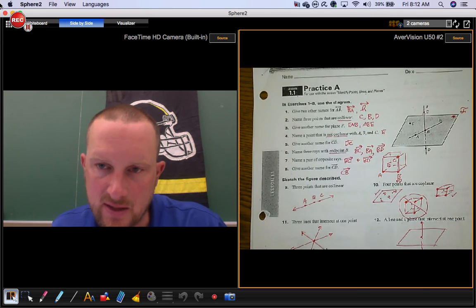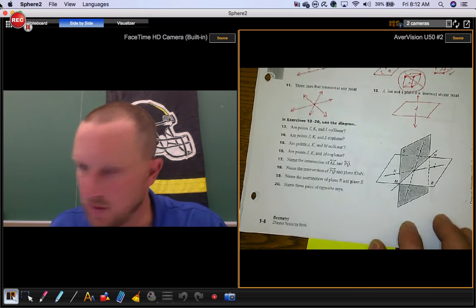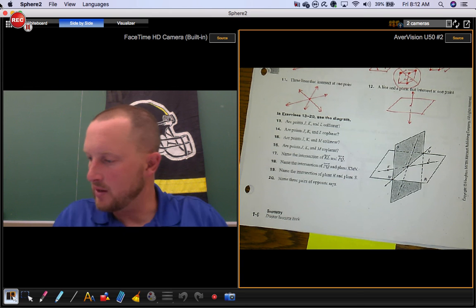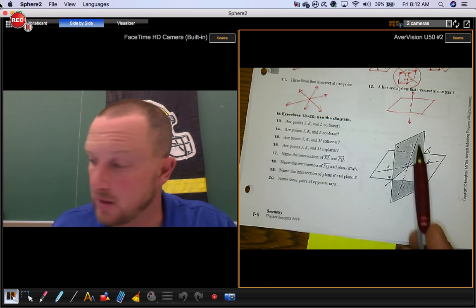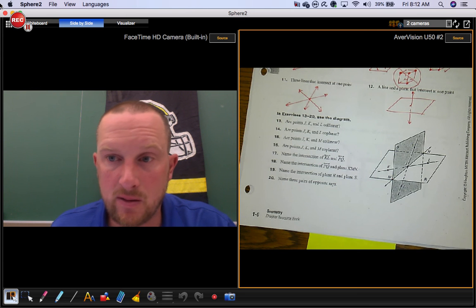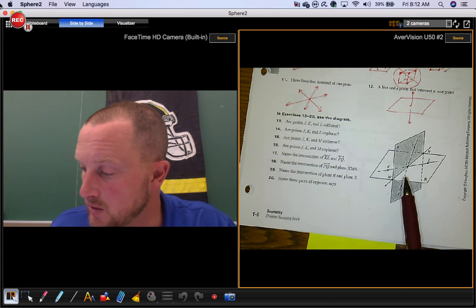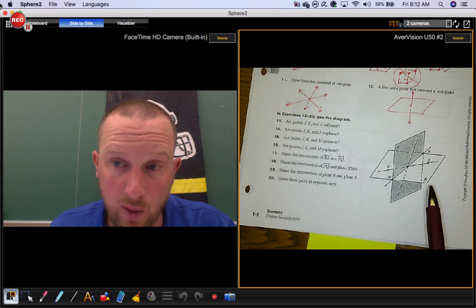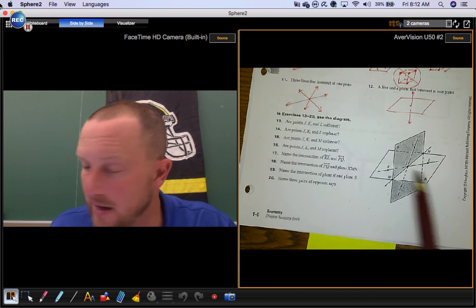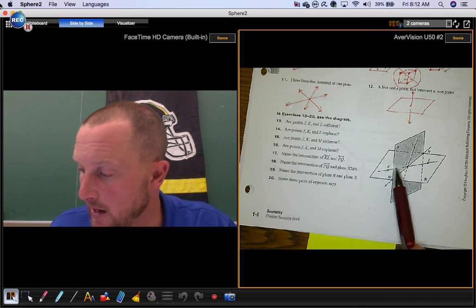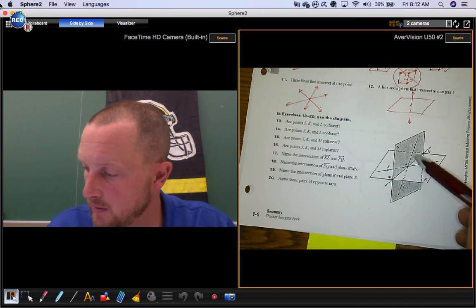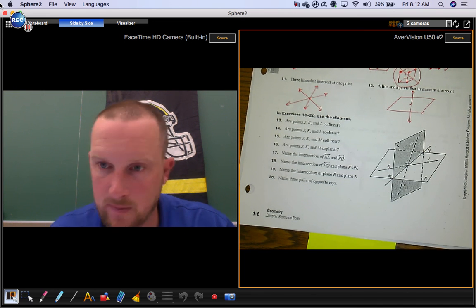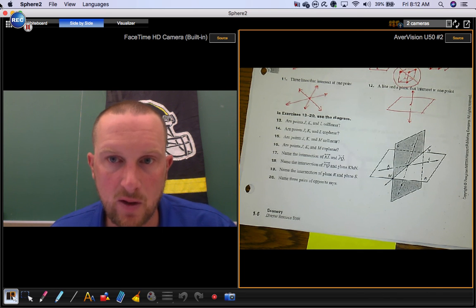We're still on practice A for section 1.1. We're moving towards the bottom. We have this diagram where we have a horizontal plane that's not shaded, and we have a vertical plane that is shaded. Now on these planes, obviously we have infinitely many points, and we have some lines, and on those lines we have segments, we have rays. Okay, so there's a lot going on there.